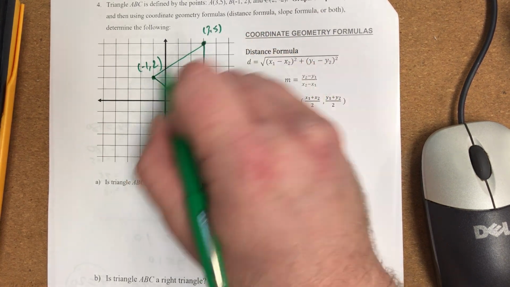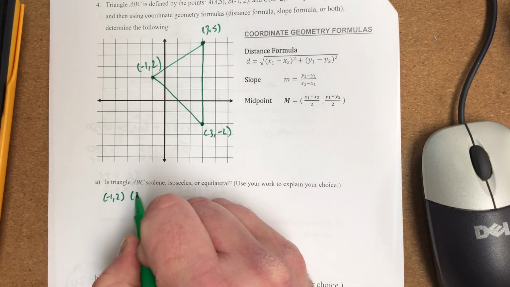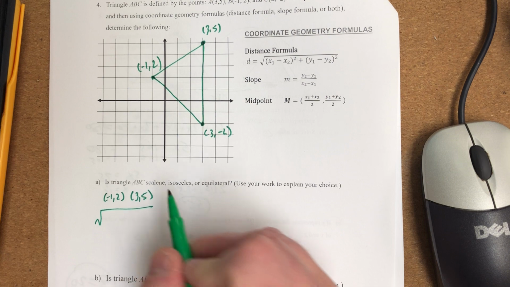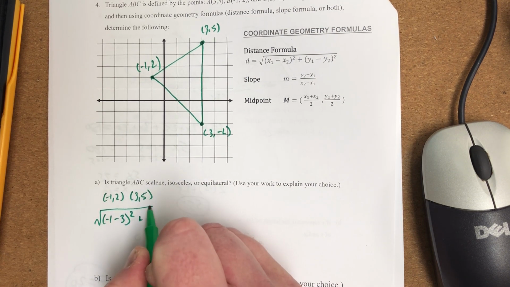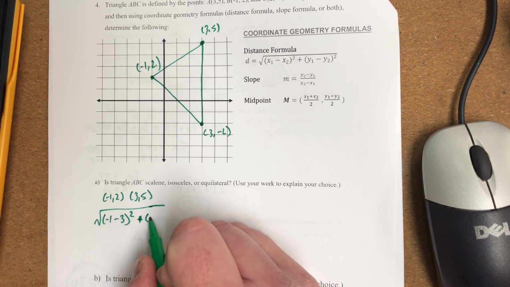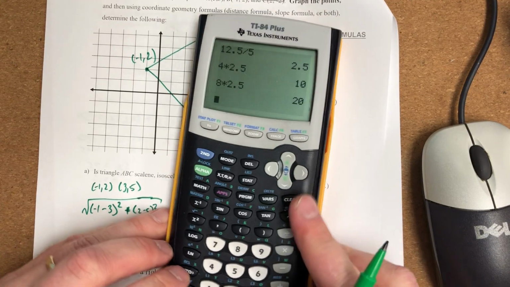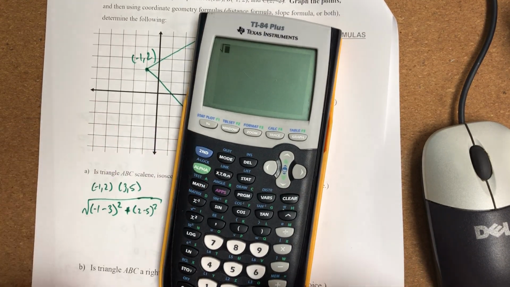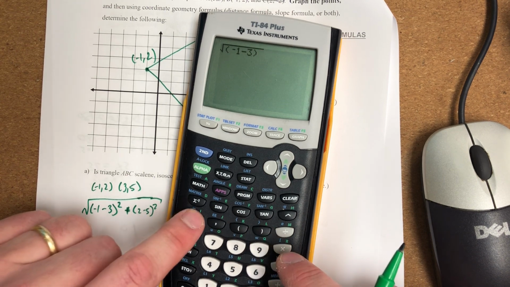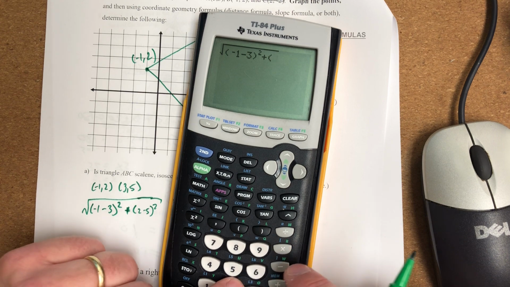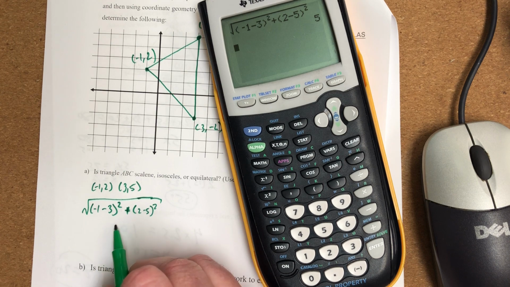So if I'm looking at this side here, at negative 1, 2, and 3, 5, the formula is going to be subtract the x's, negative 1 minus 3, square it, plus subtract the y's, 2 minus 5, square it. And then I can literally type that into my calculator. So I just type it all in, bam, I get 5.